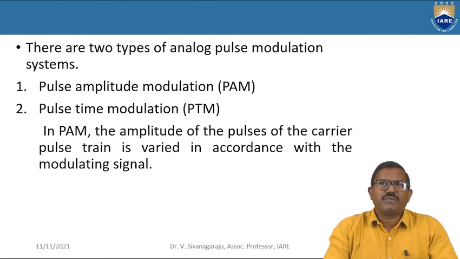Now, there are two types of analog pulse modulation systems. One is pulse amplitude modulation, PAM. This is the basic one. And the second one is pulse time modulation. First we are going to have a brief discussion about PAM. In pulse amplitude modulation, the amplitude of the pulses of the carrier pulse train is varied in accordance with the modulating signal.